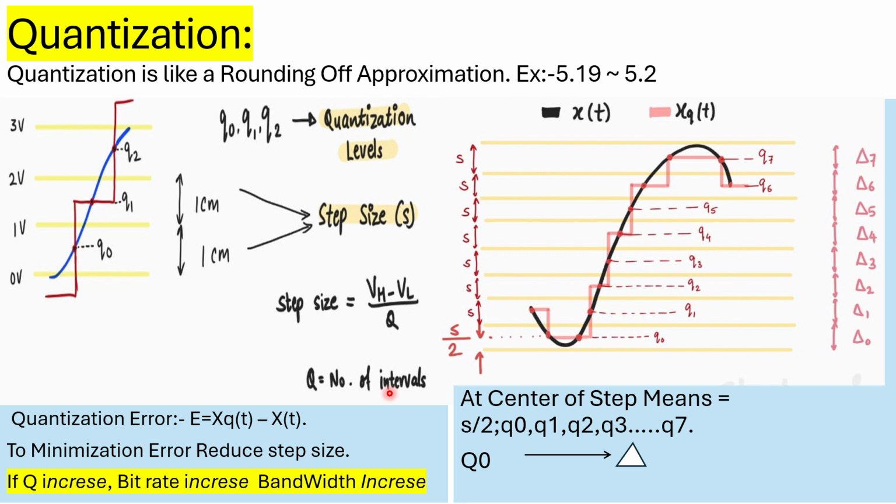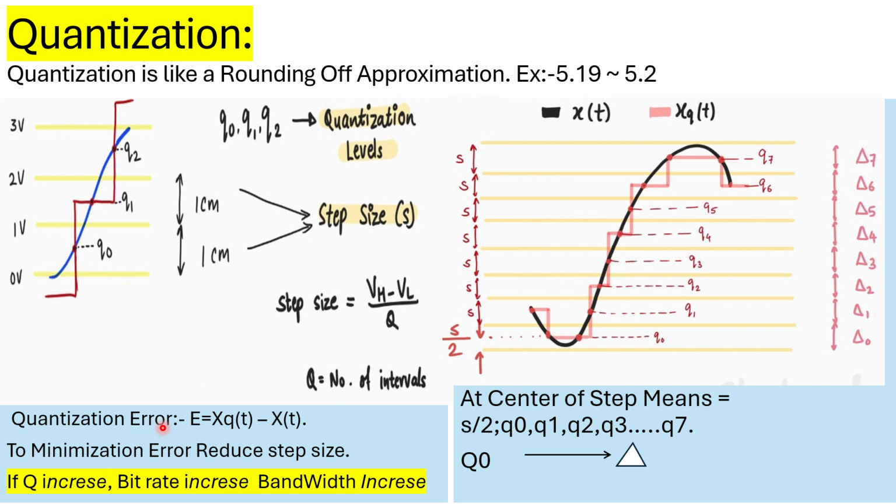What is the quantization error? First we take the analog signal x of t, that is the continuous signal, and after that we make the sampling, quantization and encoding of this signal and get the quantized signal x q of t. The difference between the original signal and the quantized signal is called the quantization error.